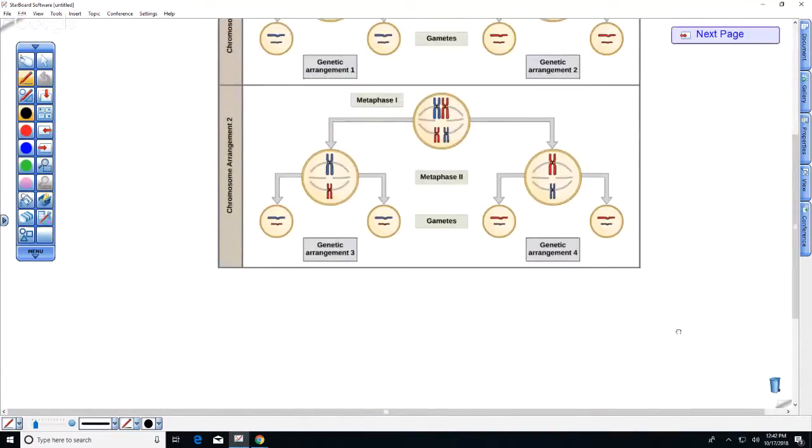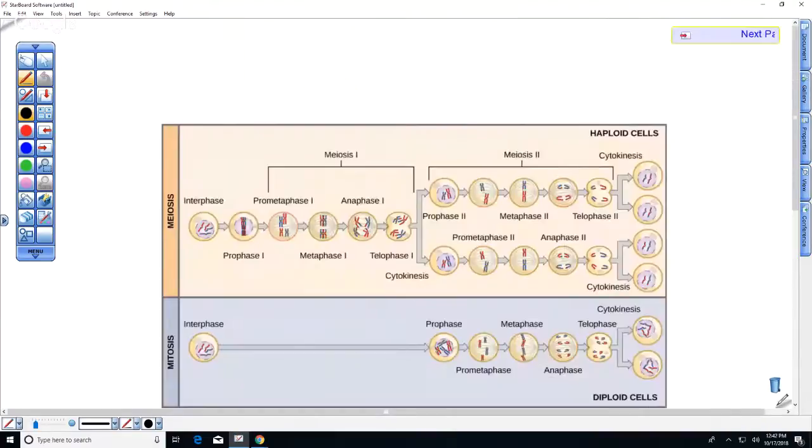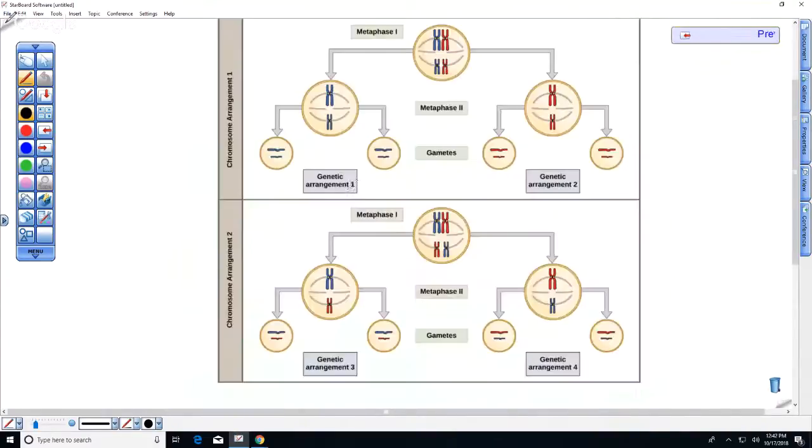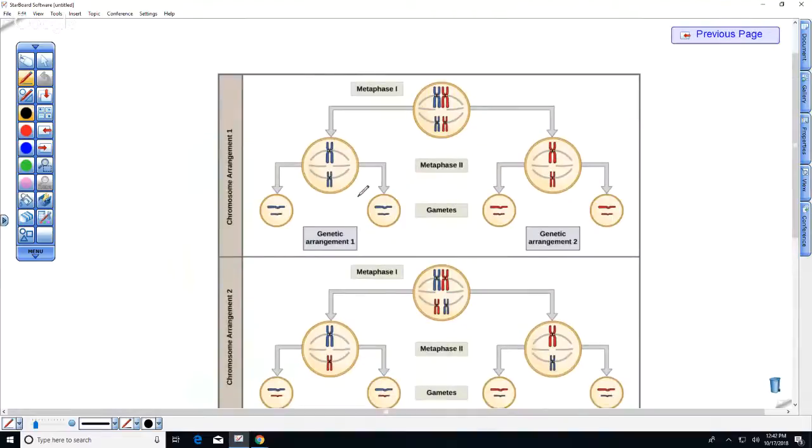So if we look at an overview, I'm actually going to skip this one. Actually, let me show you this one first. Okay, so notice how we can also have the chromosomes, this would be during metaphase 1. So the chromosomes are lining up in a particular order.